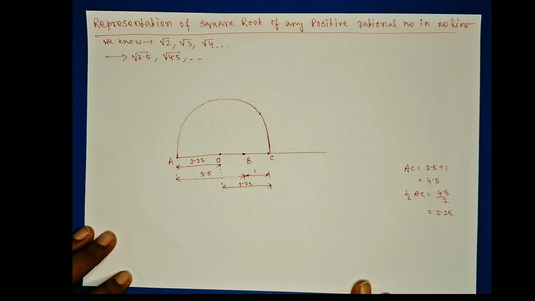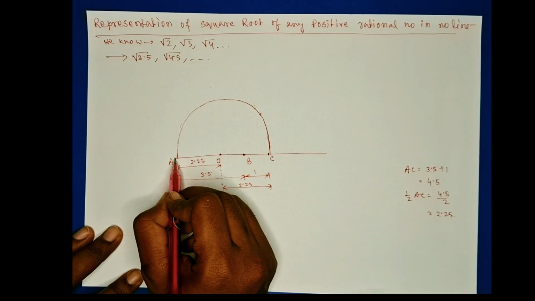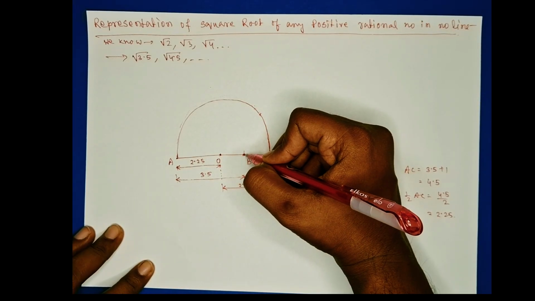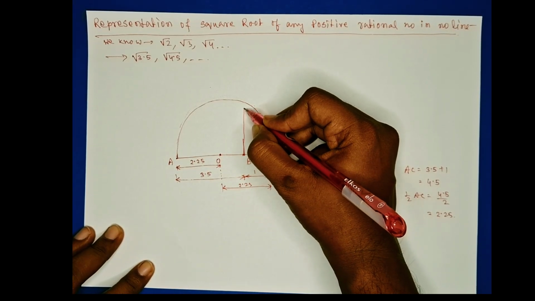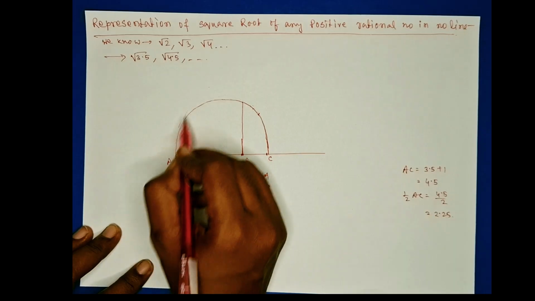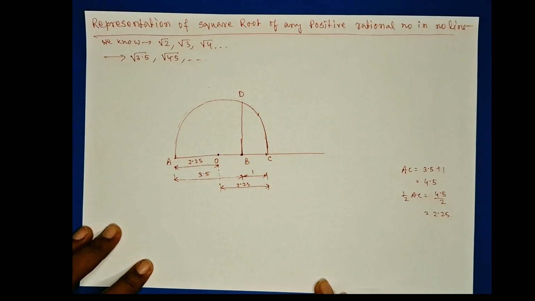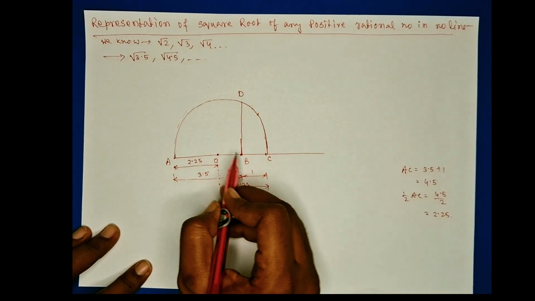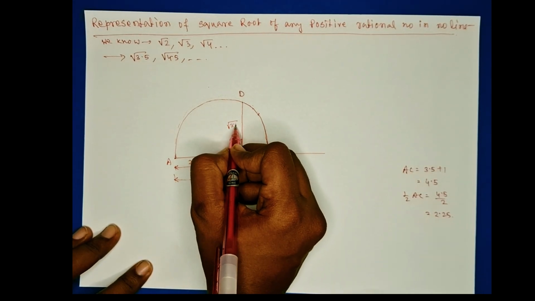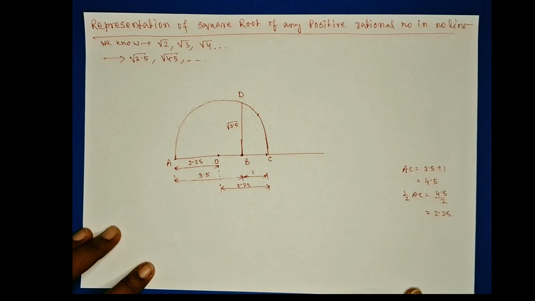Now next step, what I have to do? I have to draw a perpendicular line. Perpendicular to what? Perpendicular to AC. I have to draw a line perpendicular to AC from point B. From point B, I am drawing a perpendicular line to AC, and let us assume that this line is intersecting the arc or the semicircle at point D. Now this BD is equal to square root of 3.5. The length BD is equal to square root of 3.5.